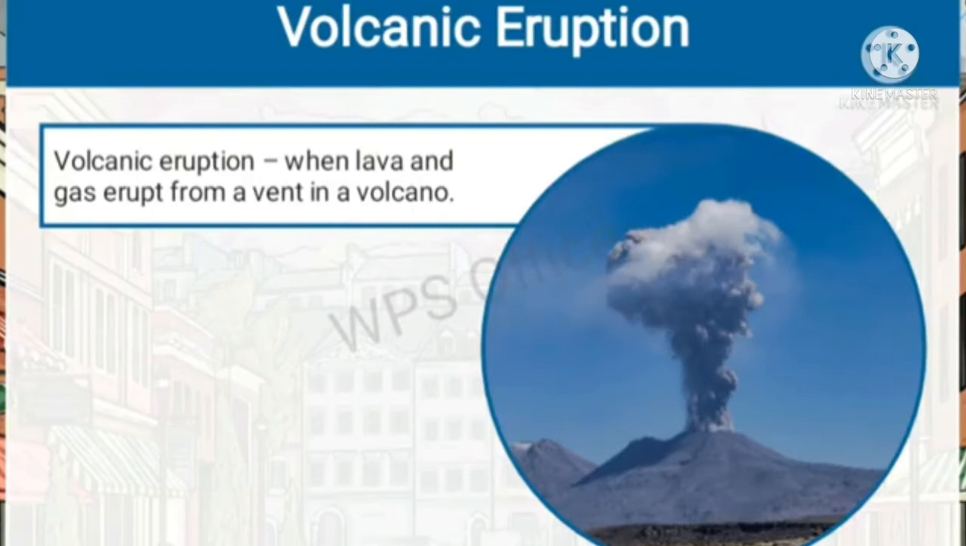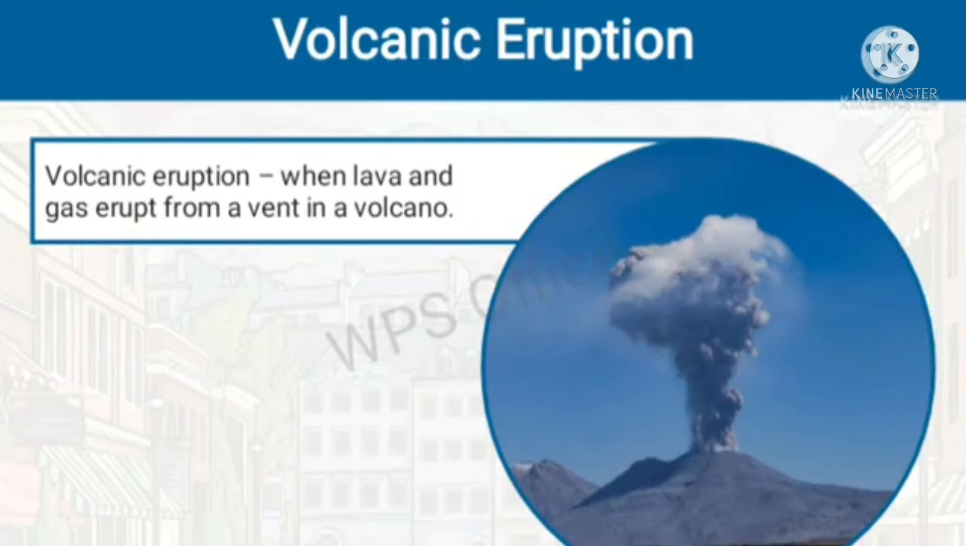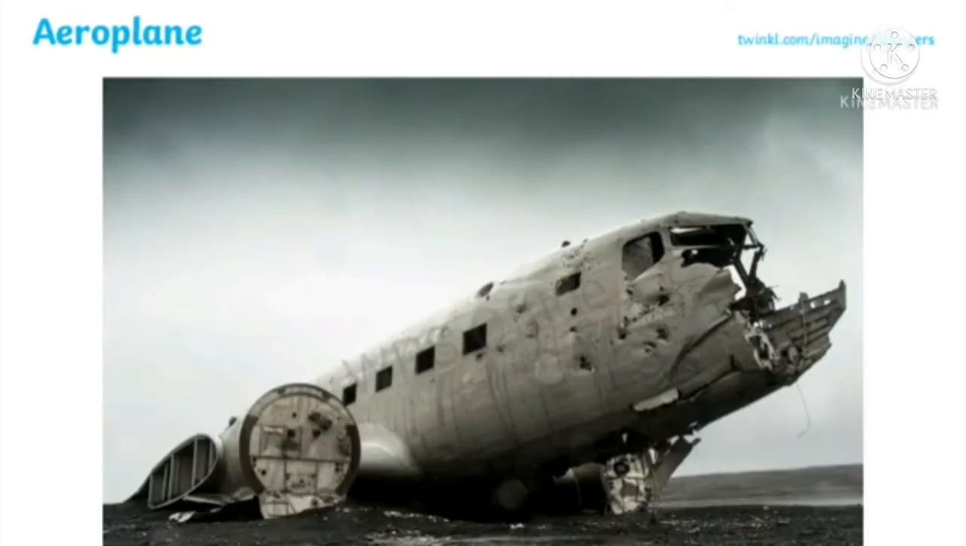A volcanic eruption is when lava and gas erupt from a vent in a volcano. So it's almost like an earthquake, but it's a bit different because it has its own form. Now you have heat wave, a period of excessively hot weather. Most often you experience such things in the desert regions. That's the heat wave. Like we said earlier, the volcanic eruption is when lava and gas erupt from a vent in a volcano. So this is the image of a volcanic eruption.